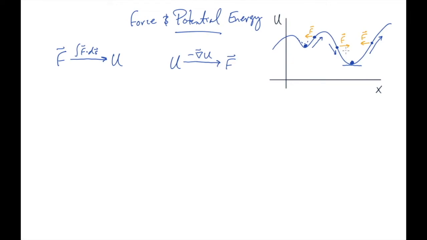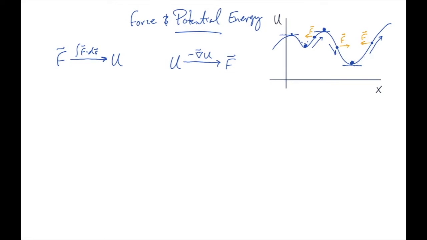There are other equilibrium points than the ones I've shown here. This point right here is also an equilibrium. The tangent there has zero slope, so there's no force. And the same thing here. Any local extrema in the potential energy function gives you an equilibrium point where there's no force. But you see there are two kinds of extrema. There are minima and there are maxima.